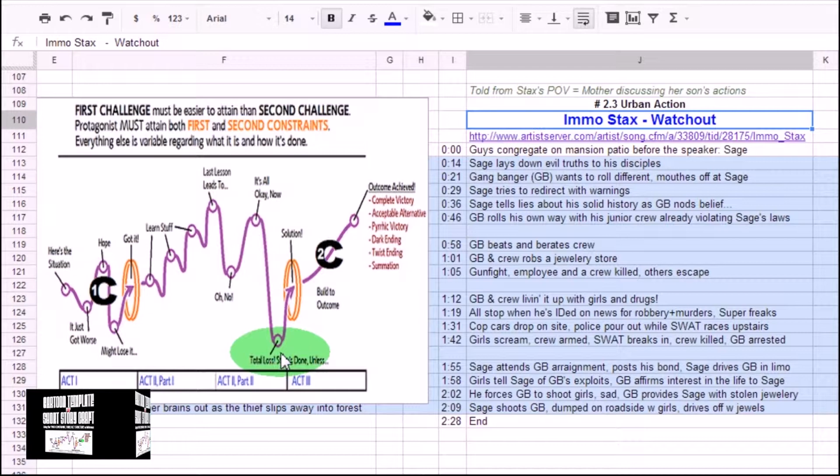Fast again. So Sage attends the Gangbanger's court arraignment, posts his bond, and drives away in a limo. The girls tell Sage of an exploit. Gangbanger affirms interest in a life, and Sage forces the Gangbanger to shoot the girls as witnesses, even though he's sad. So the Gangbanger provides the stolen jewelry, but then Sage turns right around and shoots and kills the Gangbanger, and he's dumped on the roadside with his girls as Sage drives off with the jewels. This would be during the coda of the song.